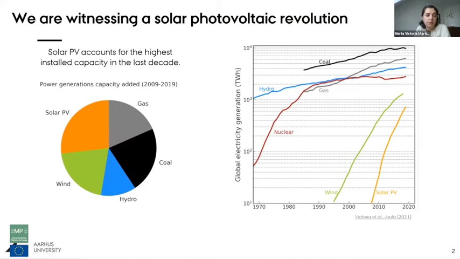I'm not sure if most of you have realized, but the technology with the highest installed capacity in the last decade, so between 2009 and 2019, was not gas, hydro, wind, or coal, but it was solar photovoltaics.